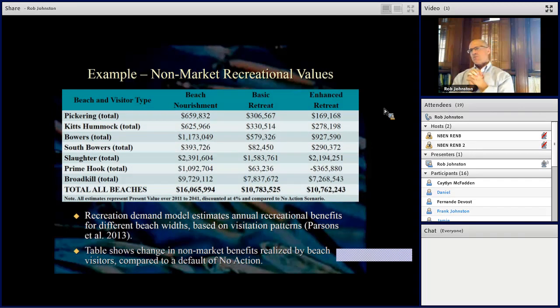Here's an example. One of the things we measured was non-market recreational values. In other words, what is the value of having those beaches there for local recreation? We know from data out there and from the study we did here that people value recreation on wider beaches more. People are willing to travel further and spend more money to spend their day at a wider, nicer beach compared to a narrower beach. So you can look at patterns of where people go and what they spend to infer how much more they value recreation at a wider beach compared to a narrower beach.